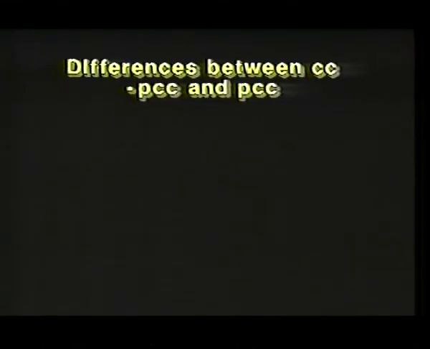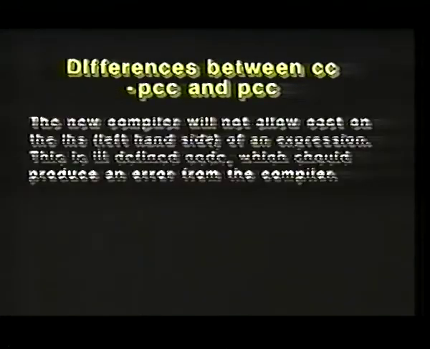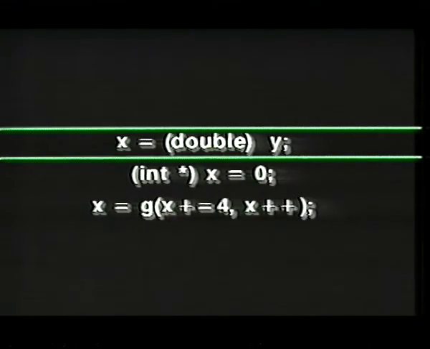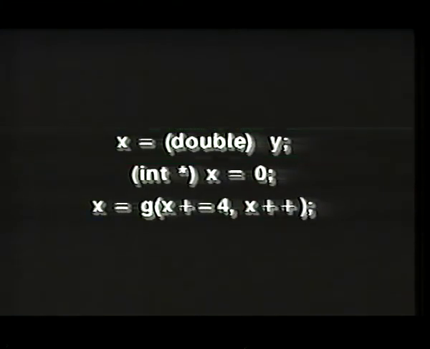First major difference that I've seen in a lot of different codes is you cannot do casting on the left-hand side of an expression. Does everyone know what I'm talking about when I'm talking about casting? Casting is when you say x equals, in a sense, you're coercing y to be a double here, and this is called a cast to x. In a portable C compiler, you can put a cast over here.